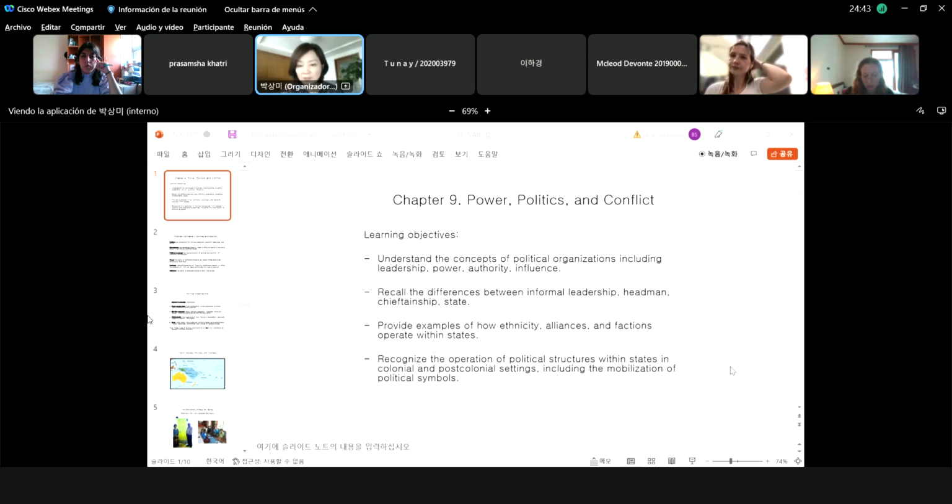Recognize the operation of political structures within states in colonial and post-colonial settings, including the mobilization of political symbols. So we will be learning the political phenomena in the society. So these are the learning objectives that we'll have in mind while we have today's class.